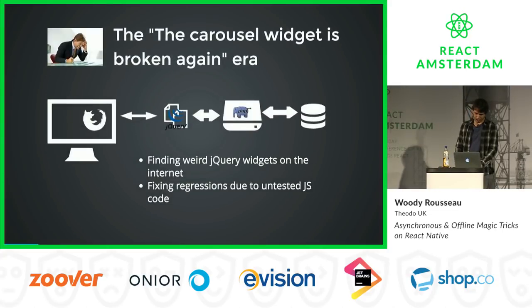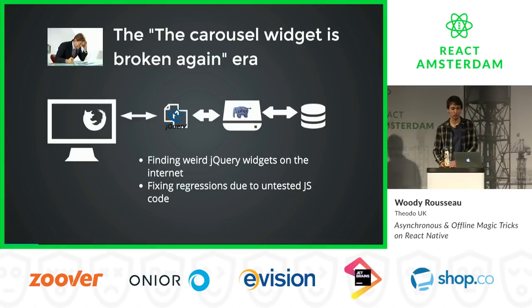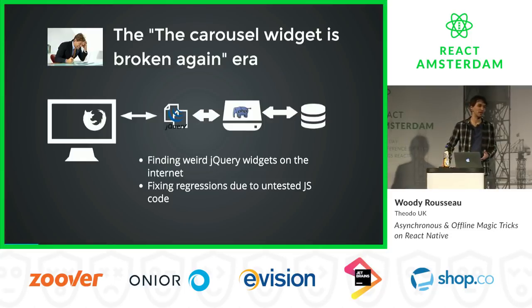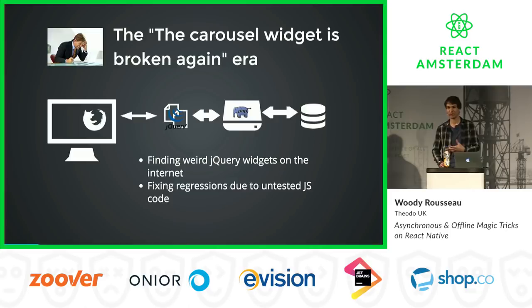Then there was the era of jQuery and stuff like that, where the client was upset because widgets that used to work don't work anymore. So you spent your time as a developer finding widgets. You spent your time fixing regressions because you had trouble fixing and testing your JS code.